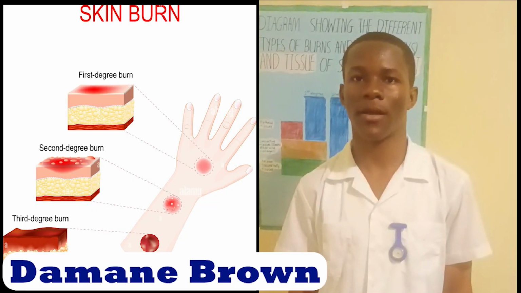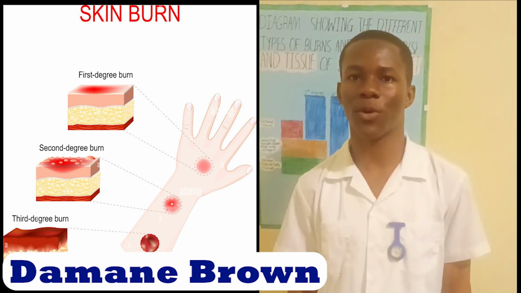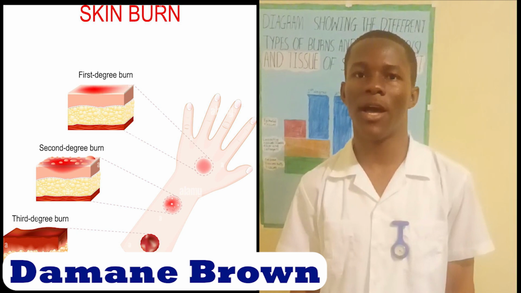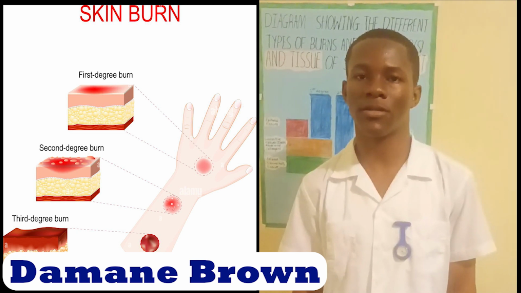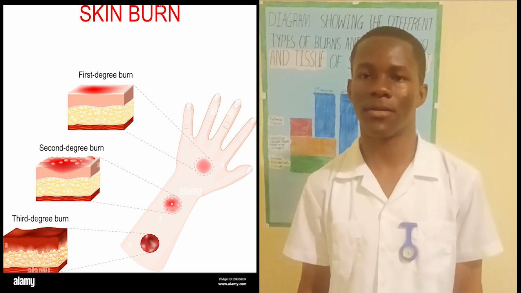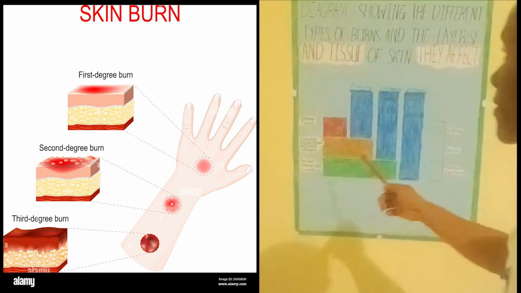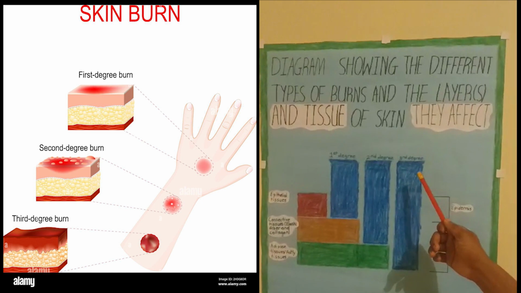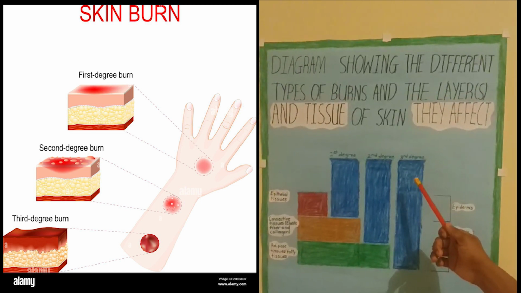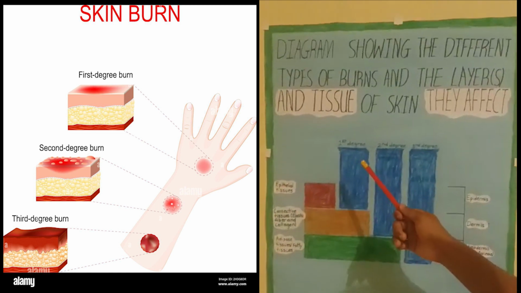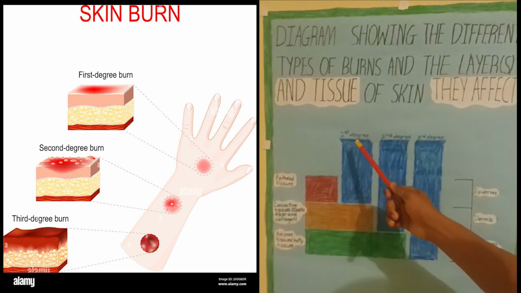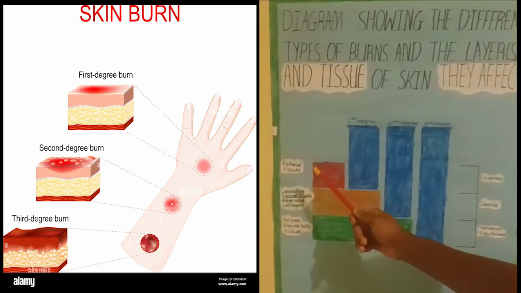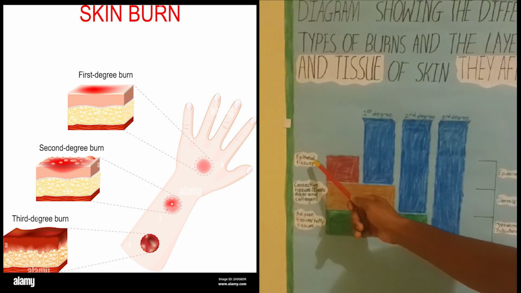Hello everyone, I am Student Assistant Nurse Brown, and today I'll be speaking to you about the different types of burn and their impact on the skin's tissues and layers. Here I have a diagram that I'll be using to demonstrate this burn's impact on the skin. First, we will be having the first degree burn, which affects the epidermis, which consists of the epithelial tissues.